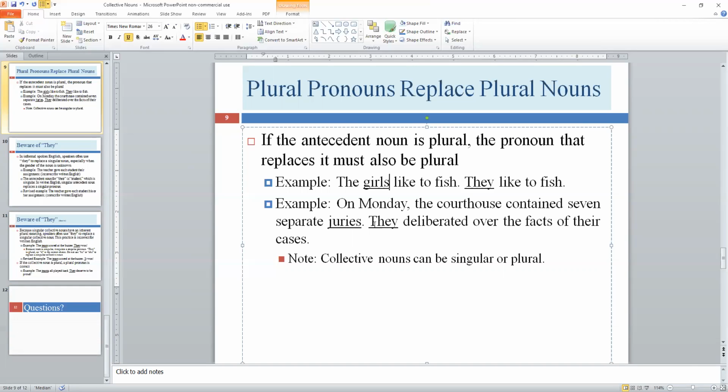Now, let's imagine that we had more than one jury in our particular situation. Let's say in a particular courthouse there happened to be 7 jury trials going on. Well, when we refer to all 7 of those juries, we absolutely will use the term they, because juries is plural. The juries, they deliberated over the facts of their cases. So the takeaway is juries can be singular or plural. If they're singular, we're going to use it. If they're plural, we're going to use they.